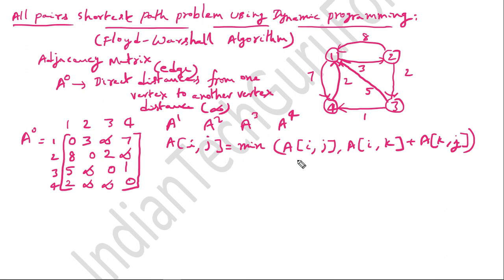So using this formula, we can calculate A power 1, A power 2, A power 3, and A power 4 matrices. Whenever we calculate the A power 4 matrix, that represents the minimum distances. Because we need to find out the shortest path, the distances must be minimum for all the pairs. So whenever we find A power 4, it is going to give the minimum distance.